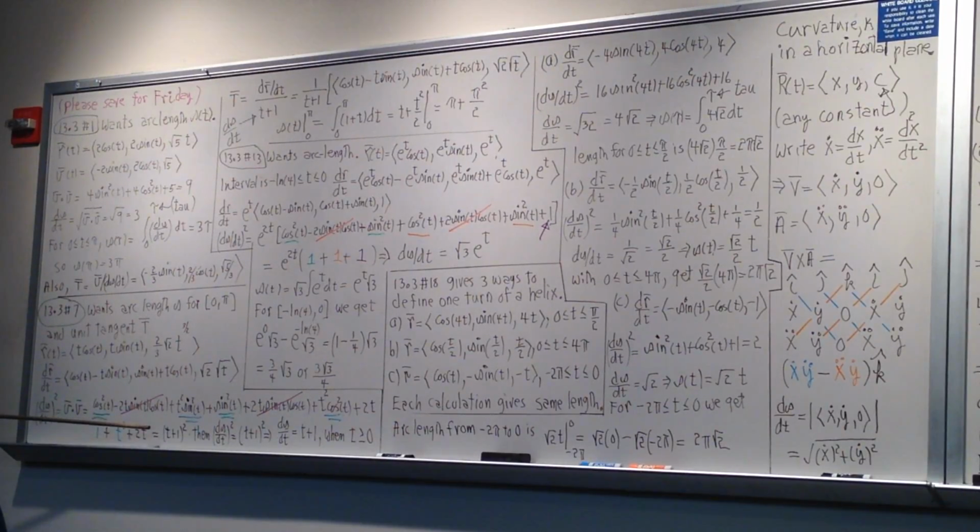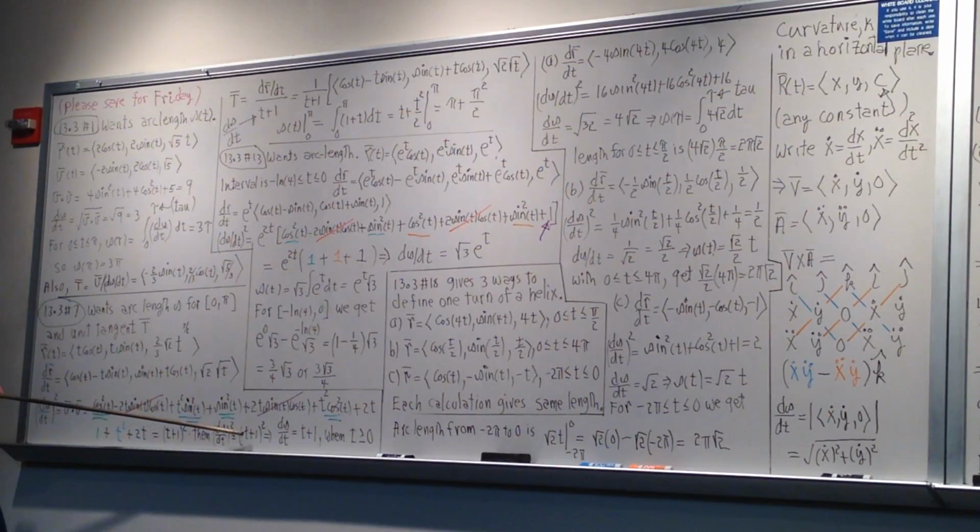And that is t plus 1, the quantity squared. And so that's your squared speed. And so your speed is t plus 1. And for positive t, that would be positive. Your arc length has to be something that's increasing with the parameter.